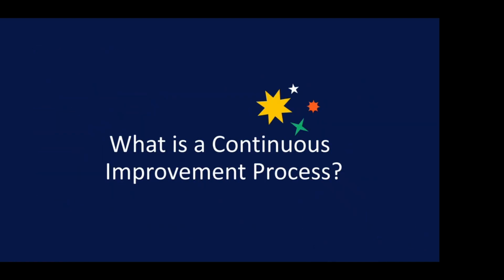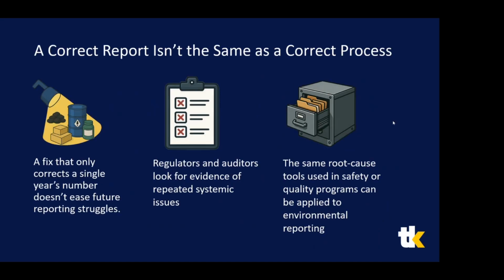So what is a continuous improvement process? What it comes down to is that a correct report or an accurate outcome isn't the same as a correct or efficient process. So if you had an error pop up in this year's reporting and you fixed it, that's great. But a fix that only corrects a single year's number doesn't ease any future reporting struggles. If you don't fix the process or the root cause of that error, you're going to make it next year, the year after, maybe 5, 10 years from now.